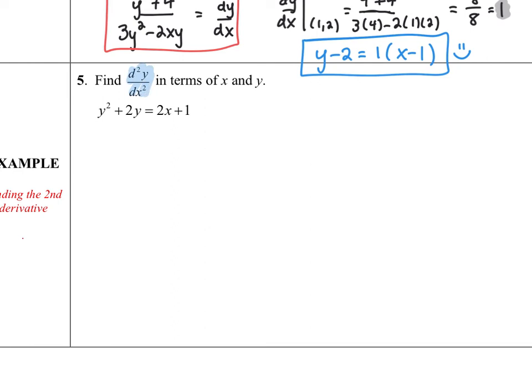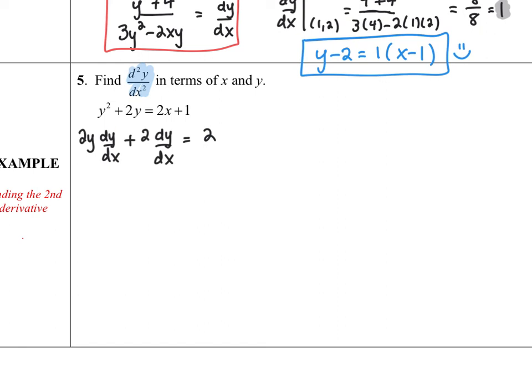So I'm going to find the first derivative just like I've been doing. And here's my derivative. Anytime I'm doing a derivative with a y in it, I have that extra step of multiplying by dy dx. If I don't have a y in it, then it's just a regular derivative. So derivative of y squared is 2y dy dx. Derivative of 2y is 2 dy dx. Derivative of 2x is just a 2, and the constant is 0.